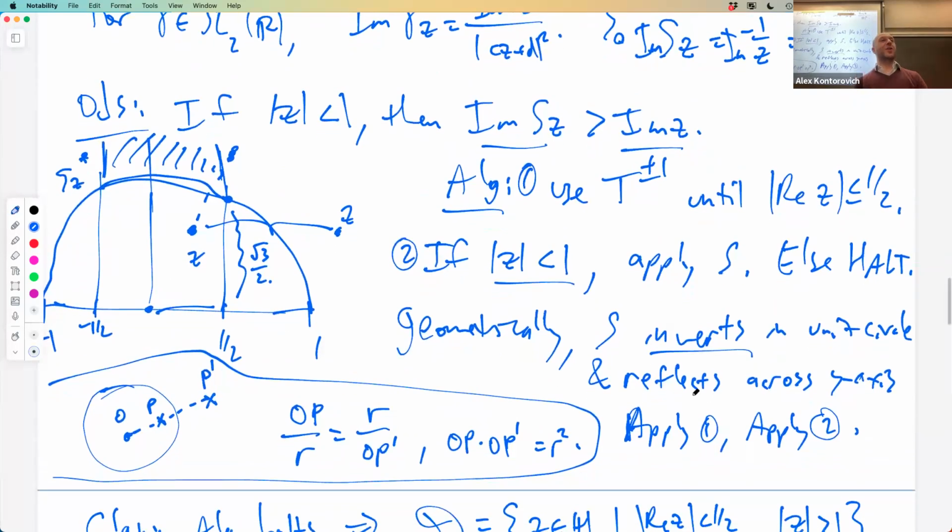So imagine that this doesn't halt. We have some initial point Z0, and I'm going to draw the height of that. This is the imaginary part of Z0. So when we apply T, we wind up inside this region. Then we apply S, we wind up with a larger imaginary part. Then we apply T again. Then we apply S. Then we apply T with an even larger imaginary part. Then we apply S with an even larger. So we get this sequence.